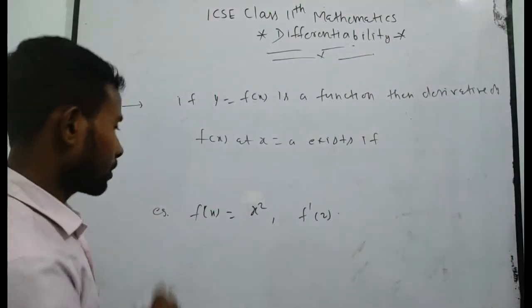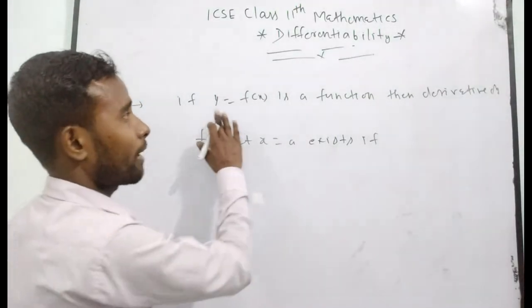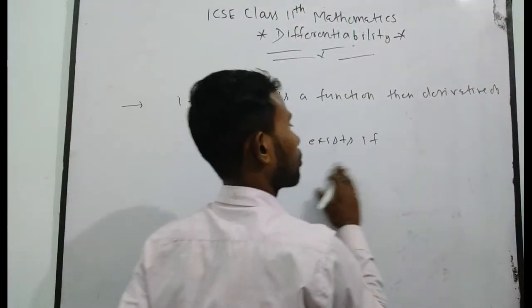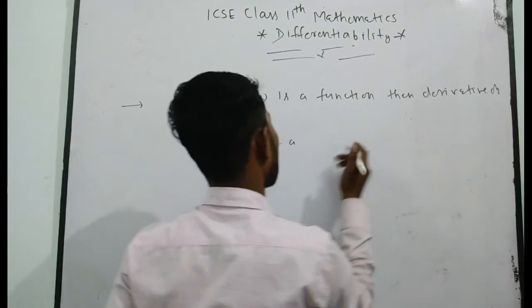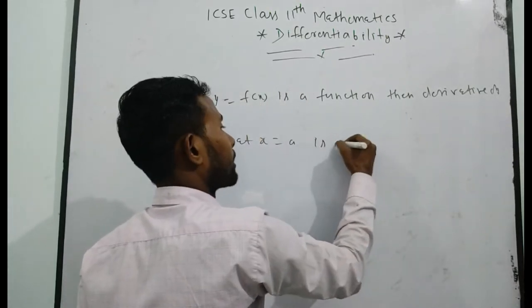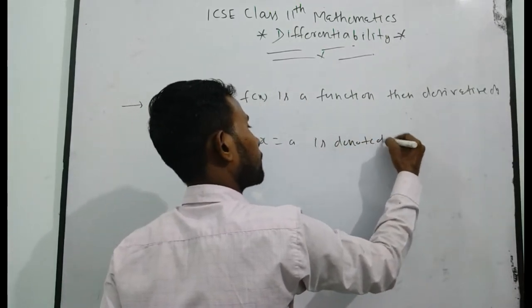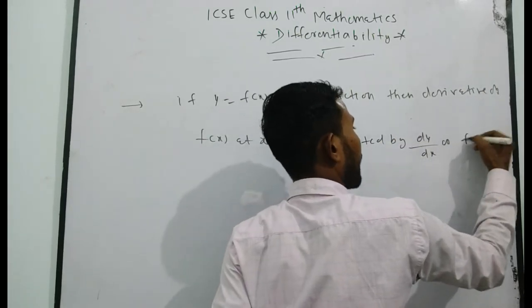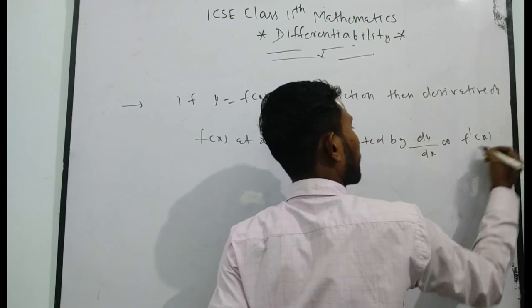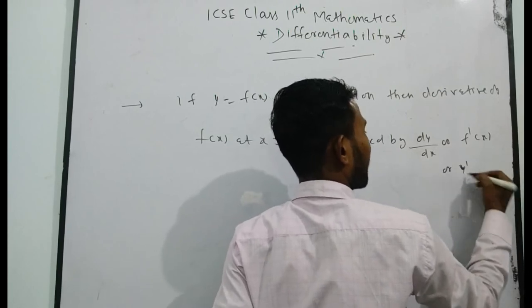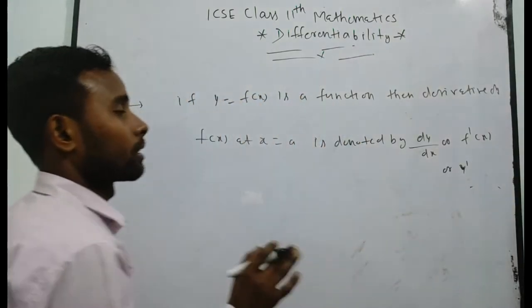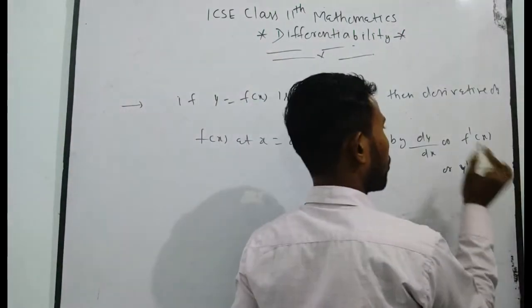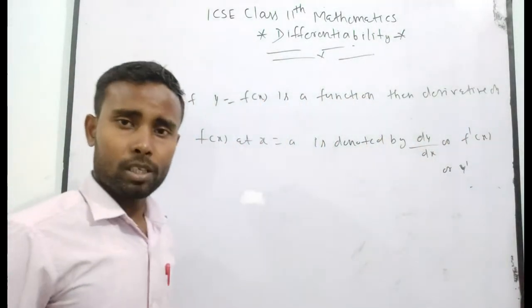Now, have you understood? Now I want to again write: if y is equal to f(x) is a function, then the derivative of f(x) at x equal to a is denoted by dy/dx or f dash x or y dash. I have already written about it, but it is an important point. So remember. Have you understood?